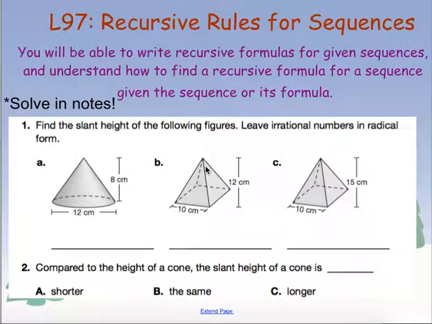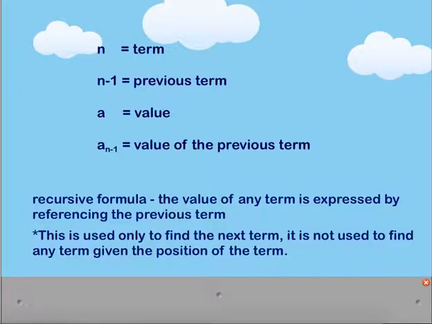Course 3, Lesson 97, we are looking at recursive rules for sequences. This is a way to take a previous term and add that constant difference or ratio and get to our next term. So let's look at some different things that we need to know for this.